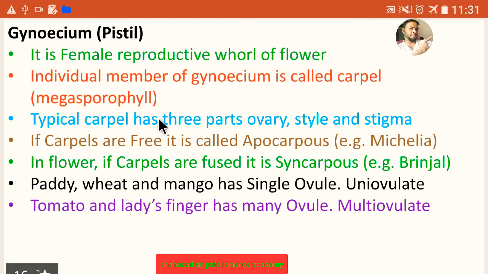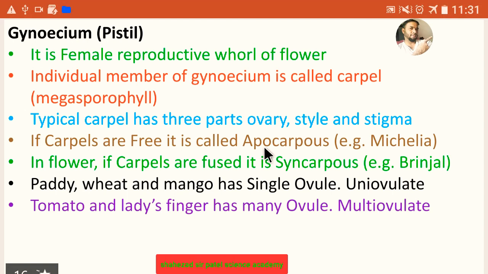The typical carpel has three parts. Part number one is ovary, part number two is style, and part number three is stigma. Ovary, style, and stigma. These are the three parts of the carpel, which is the single unit or single member of the gynoecium. If carpels are free, it is called apocarpous.